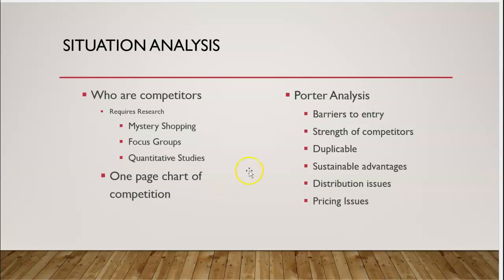And then we've got Michael Porter, who ran a huge consulting business. He wrote the book Competitive Advantage in the 80s and really changed industry. Some of the things that he pointed out were barriers to entry, okay? Like accounting, for example, the CPA exam is a barrier to entry. Strength of competitors. Okay, is it duplicable? Can it just be copied? Are there sustainable advantages? Distribution issues, pricing issues. Okay, all those things are important.